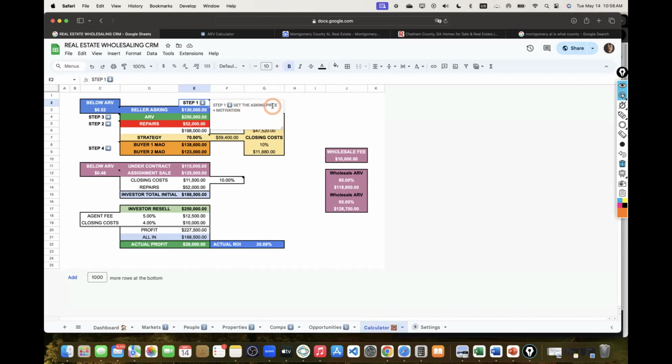Step number one, get the asking price, especially if you're reaching out to off-market sellers: how much do you want for this property? All right, cool. If you were to sell, and they're living in the property, do you have somewhere else to go? What would you do with this money? What's your next step? Have you thought about that at all? Especially with homeowners living in the property, the entire process is something they really have to think about.